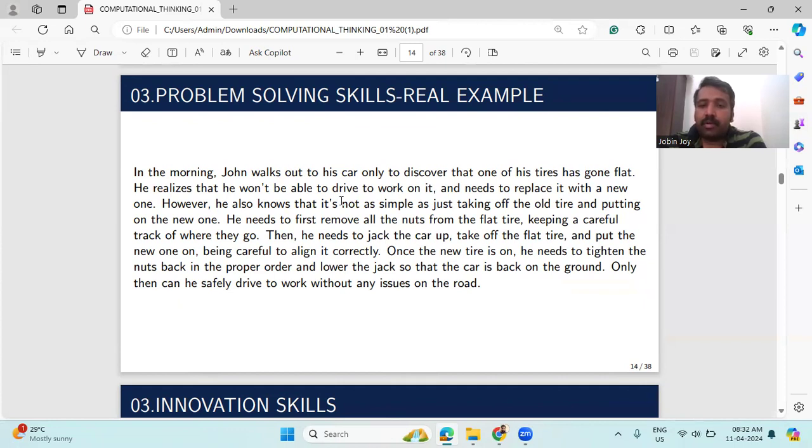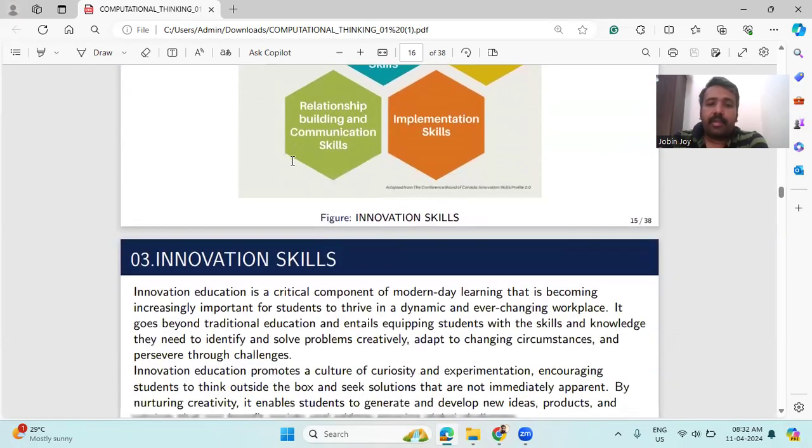Once the new tire is on, he needs to tighten the nuts back in the proper order and lower the jack so that the car is back on the ground. Only then can he safely drive to work without any issues on the road. A real example. Then innovation skills.